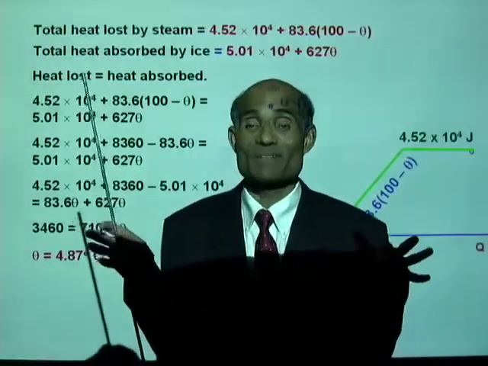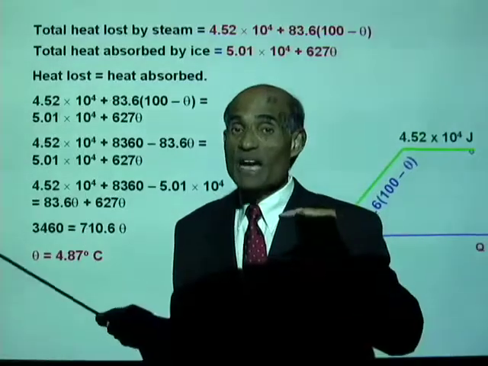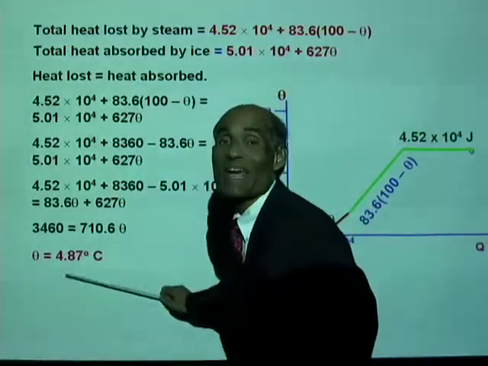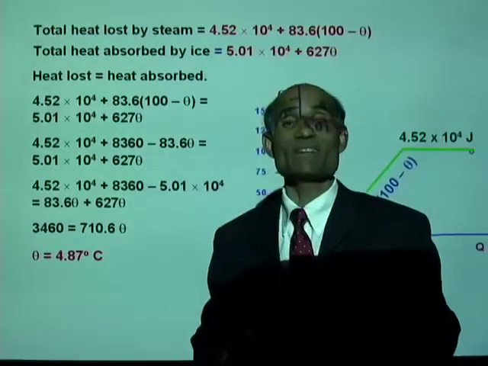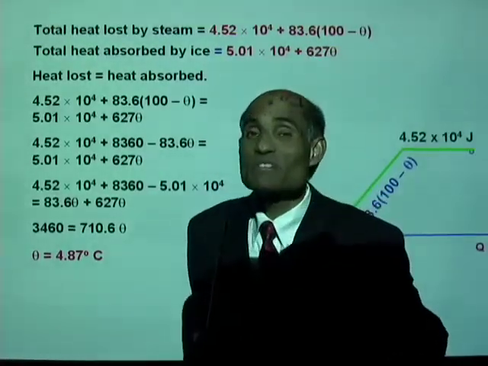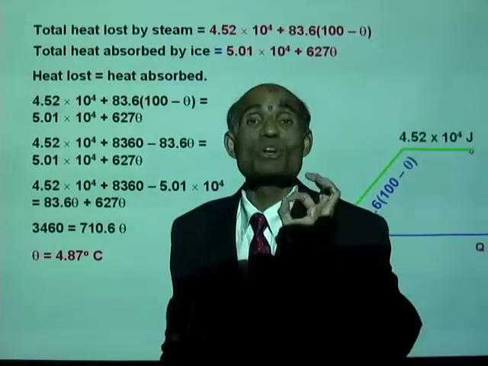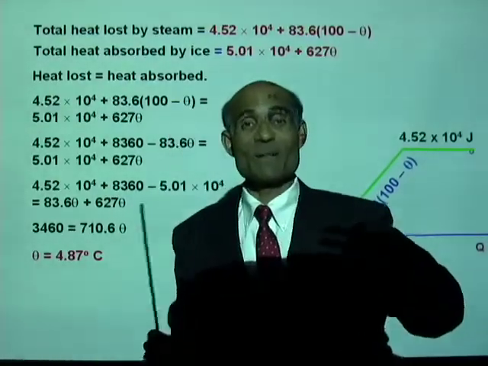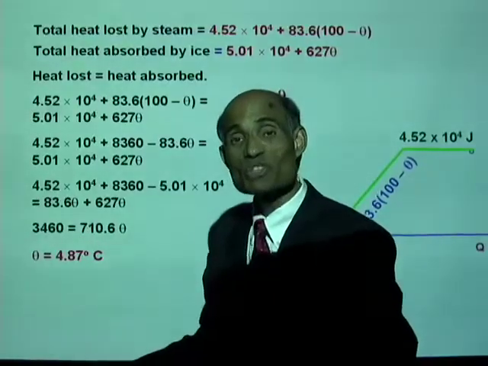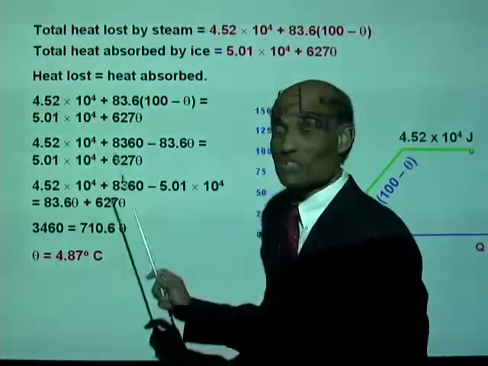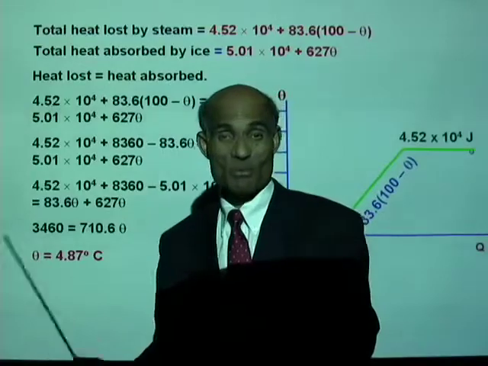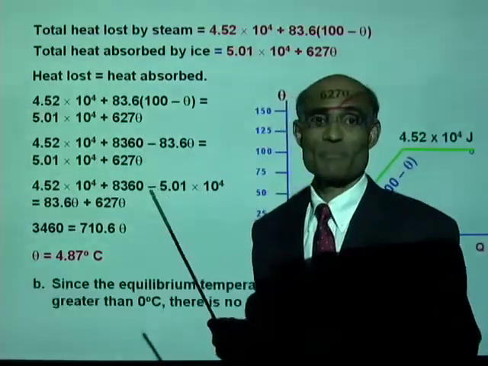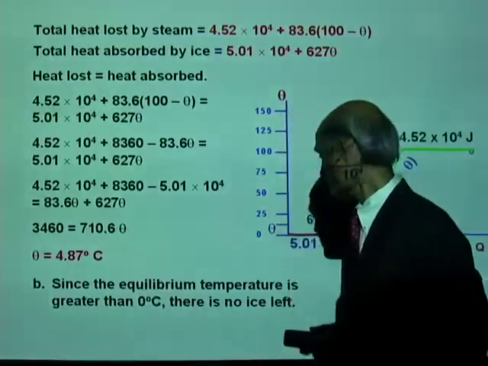Well, because you got a value for theta greater than 0, you can say all the ice has melted. If all the ice had not melted, you would have gotten a negative value for theta. And if you had a negative value for theta, your conclusion is that not all ice has melted. The method of the problem will remain the same. Alright? This is a very important type of problem. I want you to practice this one more time on your own.